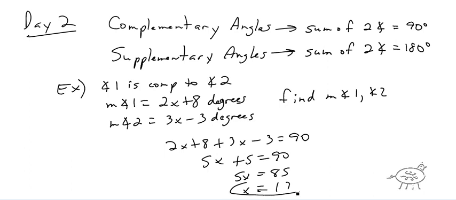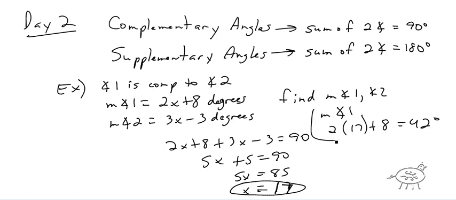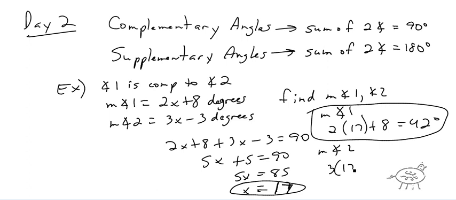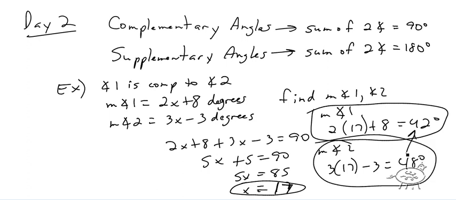Now this is a great ACT type question where x equals 17 would be one of the answers, and a lot of people would put that because they would do all this work and figure it out. That's not the answer. That's just what x is. I'm asking you to find the measurement of angle 1, which is 2 times 17 plus 8, which is 42 degrees. And the measurement of angle 2 is 3 times 17 minus 3, which equals 48 degrees. And of course, if you add these up, they have to equal 90 degrees. Just a good check.